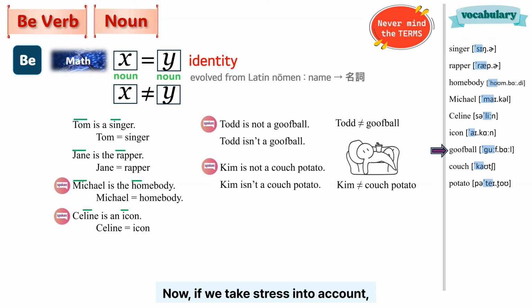Now, if we take stress into account, here's how the intonation goes. Let's listen. Todd is not a goofball. Todd isn't a goofball. Kim is not a couch potato. Kim isn't a couch potato.